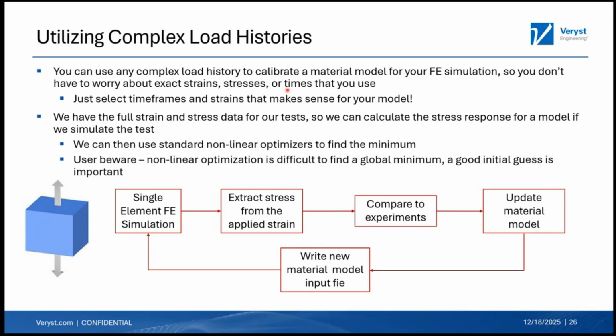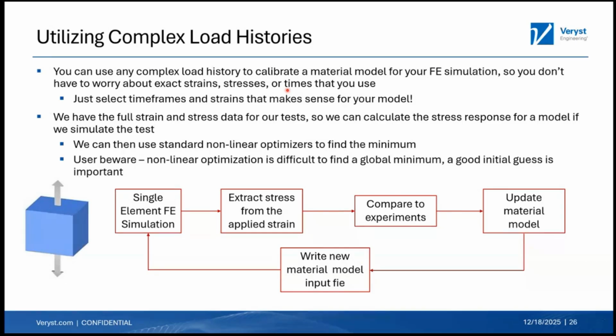So we do that single element, we apply that, and then we're going to extract our stress from the applied strain and compare it to our experiments. And then after that, we're going to modify our material model, and usually we want to do that in a nonlinear optimization way, where we give it the model, we give it the 10 parameters, and we say, use nonlinear optimization to find these best parameters. And you're just going to keep doing that over and over again until you get that. So that's a nice schematic, but how does that work in practice?